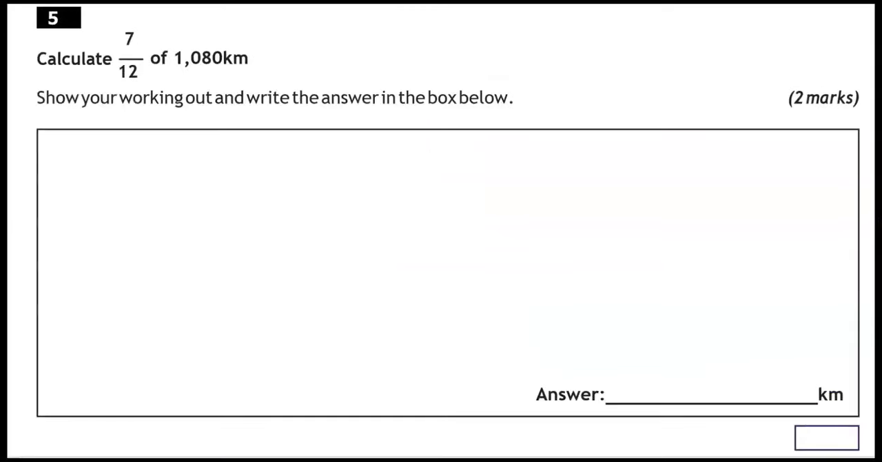Question 5. Calculate 7/12 of 1080 kilometers. Show your working out and write the answer in the box below. So 7/12 of this, I'm going to work it out by dividing the number by 12 and then multiplying by 7. We could use other methods as well. So 1080 divided by 12 times 7. And doing this in the calculator gives us 630.